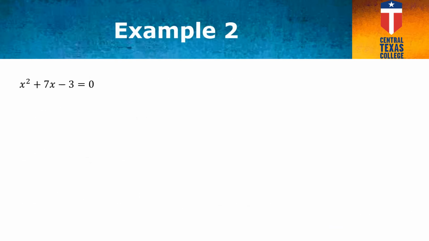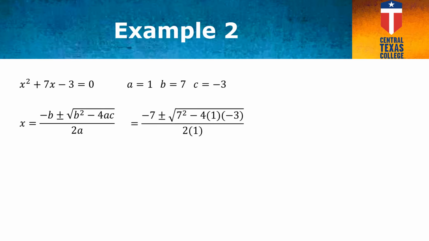Let's do another example. x squared plus 7x minus 3 equals 0. Here a equals 1, b equals 7, and c equals negative 3. We take our quadratic formula and simply substitute all the a, b, and c values. 7 squared is 49, 4 times 1 times negative 3 will get us a positive 12, and 2 times 1 is 2. So we get x equals negative 7 plus or minus the square root of 61 all over 2.